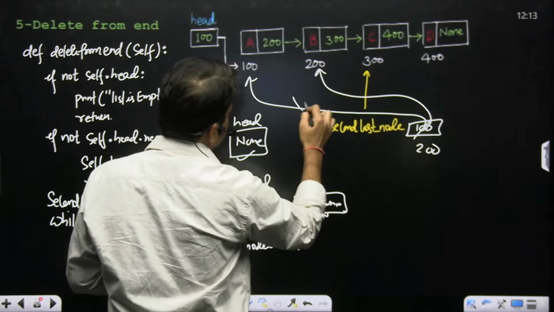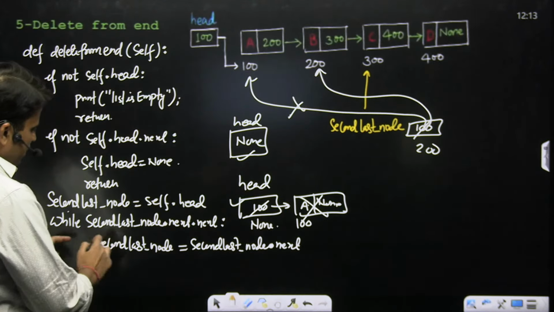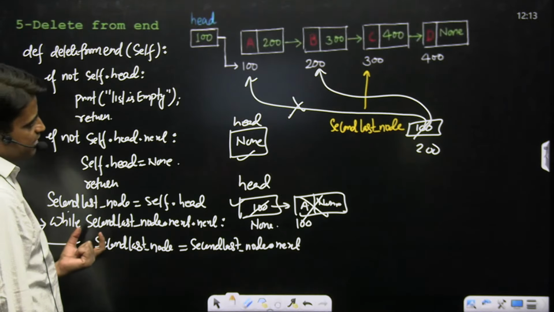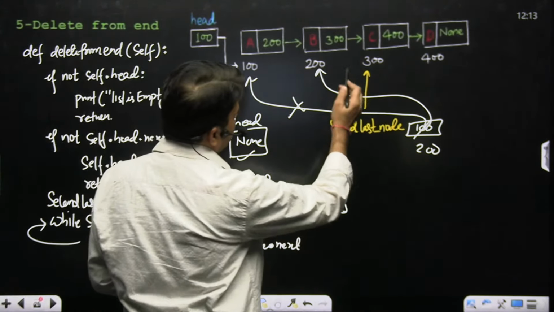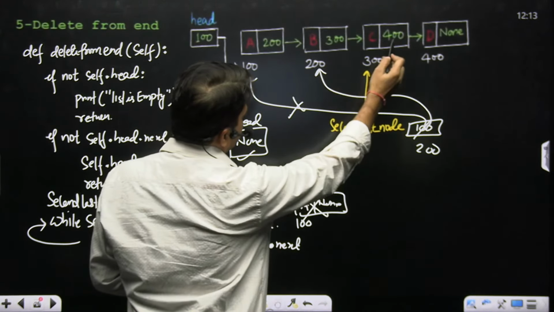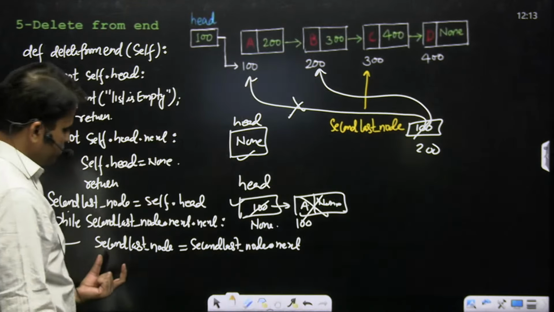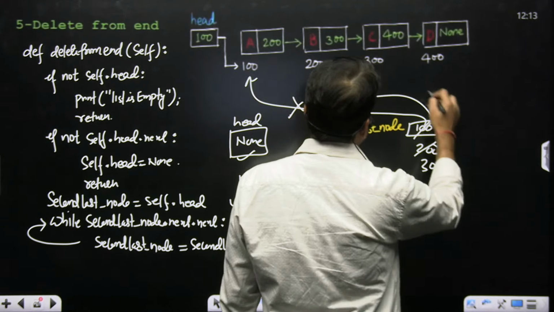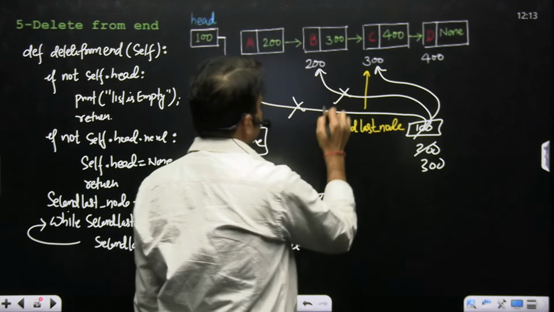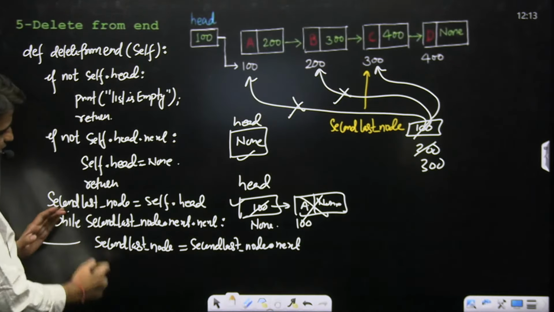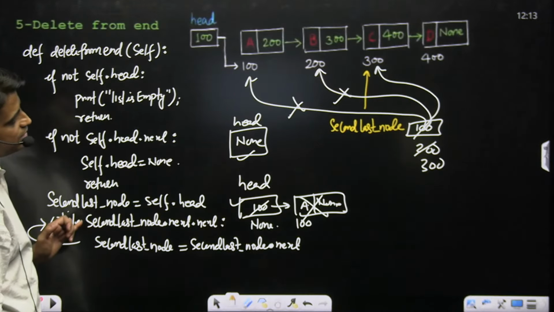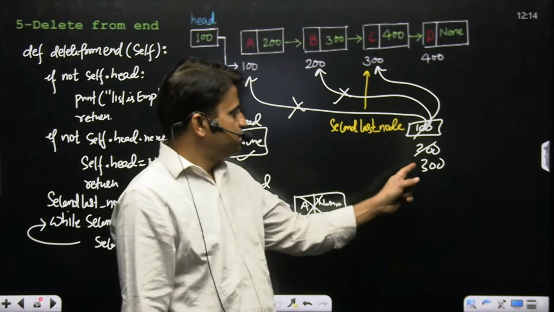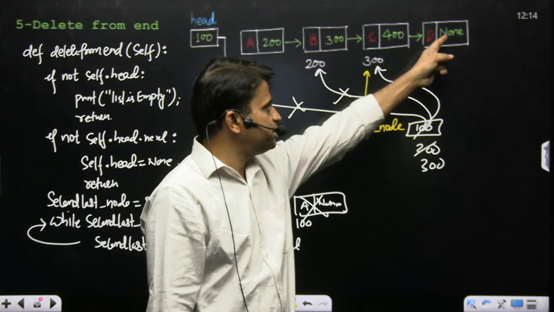You come at this place. Again go to the while loop and check whether second_last.next is not None. It is 400, not None, so the condition is true, and second_last equals second_last.next, which is 300. Again check: second_last.next is 400, and 400's next is None. Condition false.